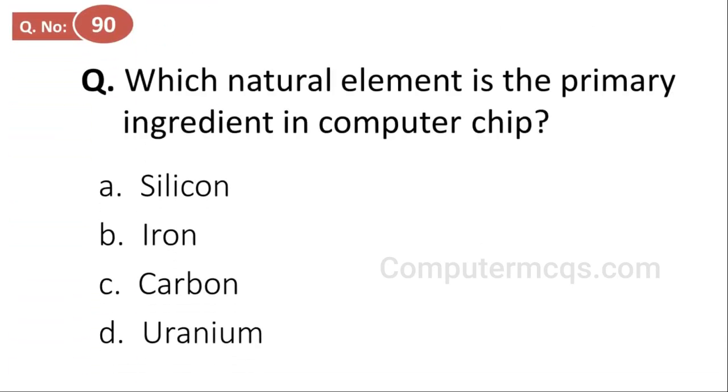Which natural element is the primary ingredient in computer chip? Options are silicon, iron, carbon, and uranium. And the correct answer is option A, silicon.